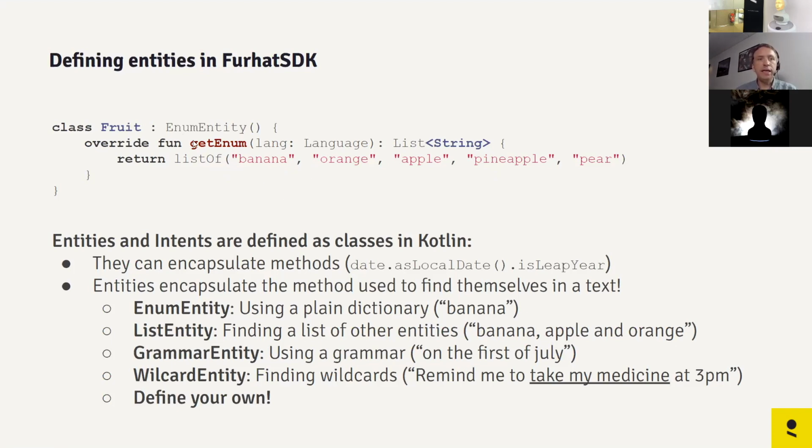And when you define these entities, you can extend different classes. So enum entity is very simple, but we have other ones that I will show you. List entities for finding lists of other entities, so banana, apple, and orange. Grammar entity for finding expressions like on the 1st of July, which is a bit more complex to understand the meaning of. So that's why we define that specific entity with a grammar.